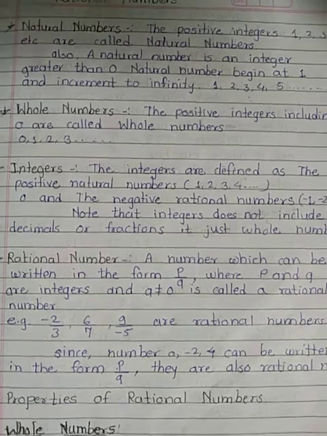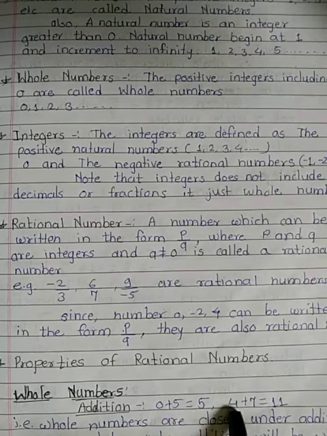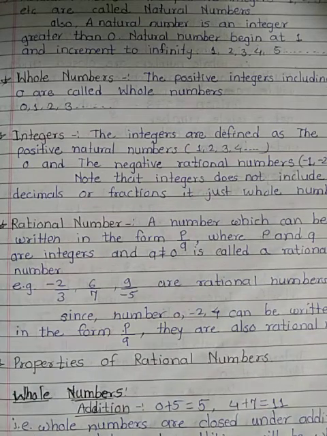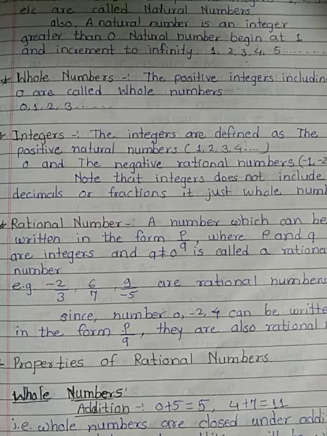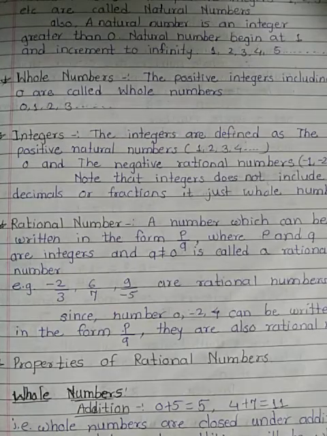First, whole numbers. For whole number addition, suppose 0 plus 5, answer will be 5. 4 plus 7, answer will be 11. Whenever we are adding two whole numbers, the answer will be a whole number itself, correct? So whole numbers are closed under the addition. What is the meaning of this? It means if we add two whole numbers, the answer will be a whole number itself.